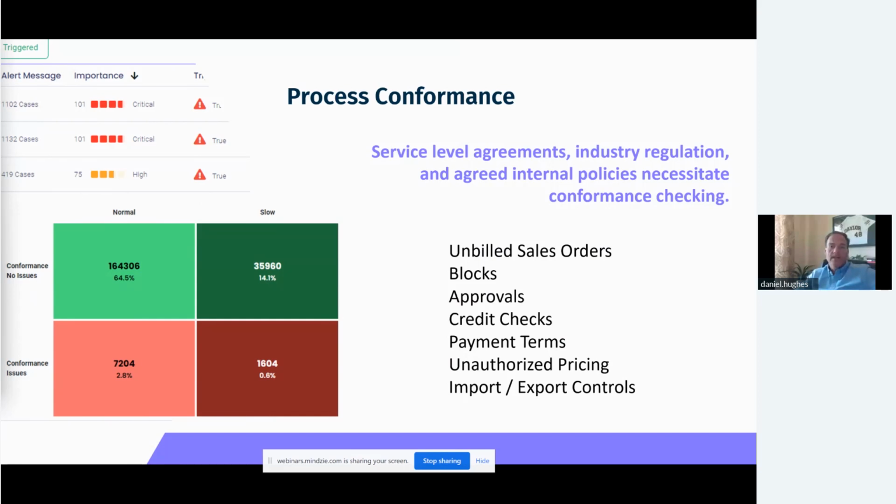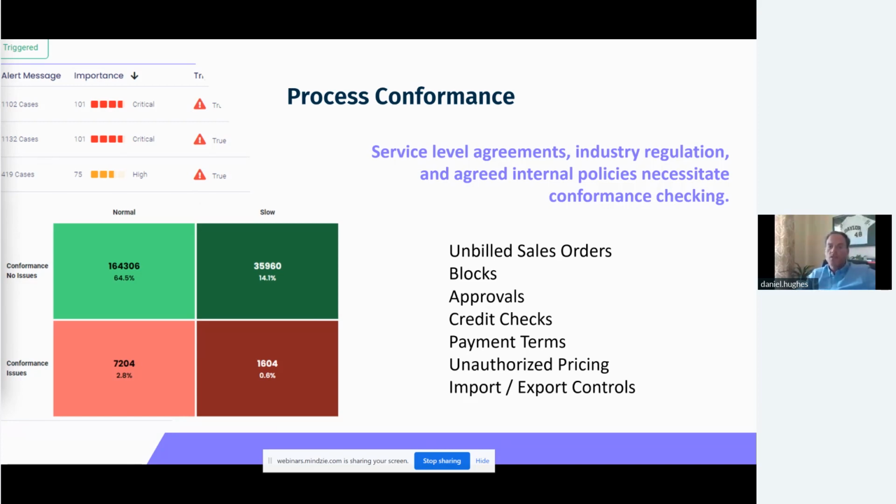This helps you find things like unbilled sales orders, or approval blocks, credit approval blocks, or delivery approval blocks. Do you have terms or contract approvals that are being skipped? Credit checks, unauthorized payment terms, unauthorized pricing, right? You have sales reps that are pricing the products however they want, and it's not going through the approved approval process, or even import and export controls.